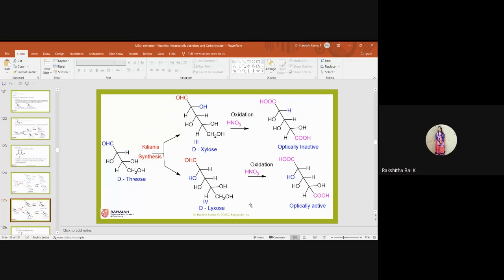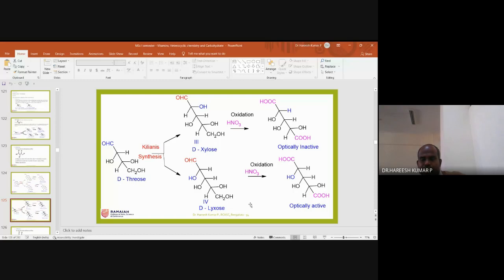Explain optically active and inactive, sir. Optical activity means it's nothing but chiral compounds. Chiral compounds have a characteristic property. What is that property? An optically active compound can rotate the plane polarized light either to the right or left. If it is rotating right, then we can say that it's dextrorotatory. If it is rotating left, then we can say that it's levorotatory.